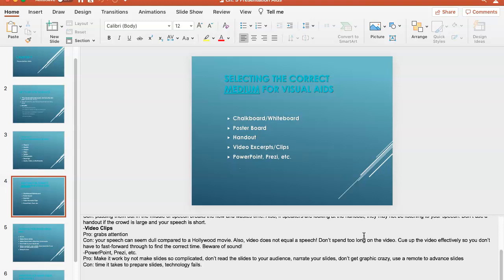Video excerpts or clips. So the pro is it grabs attention. As I said for the types, it can be a really good way to bring together steps for us to see what steps look like in action, whether it's a dance move or something like that. The con is your speech can seem dull compared to a Hollywood movie.